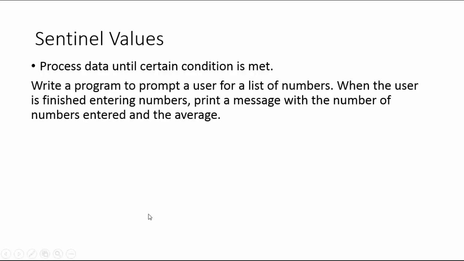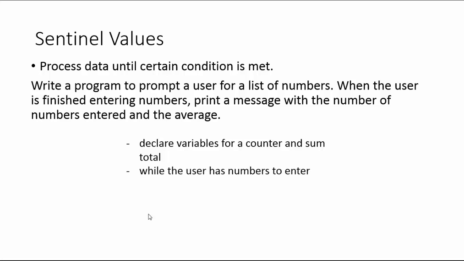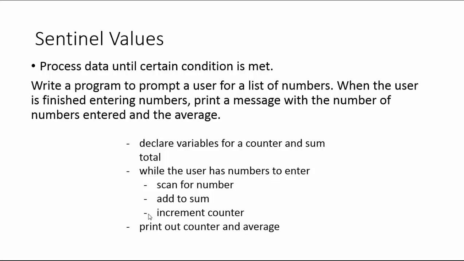Let's write a program to prompt a user for a list of numbers. When the user is finished entering numbers, we want to print a message with the number of numbers they entered and the average. So again, let's start with some pseudocode. First, I'm going to declare variables for a counter and a sum total. While the user has numbers to enter, I want to scan for the number and then add it to the sum. I'm going to increment the counter, and as soon as they are done entering numbers, I will print out the counter and the average.